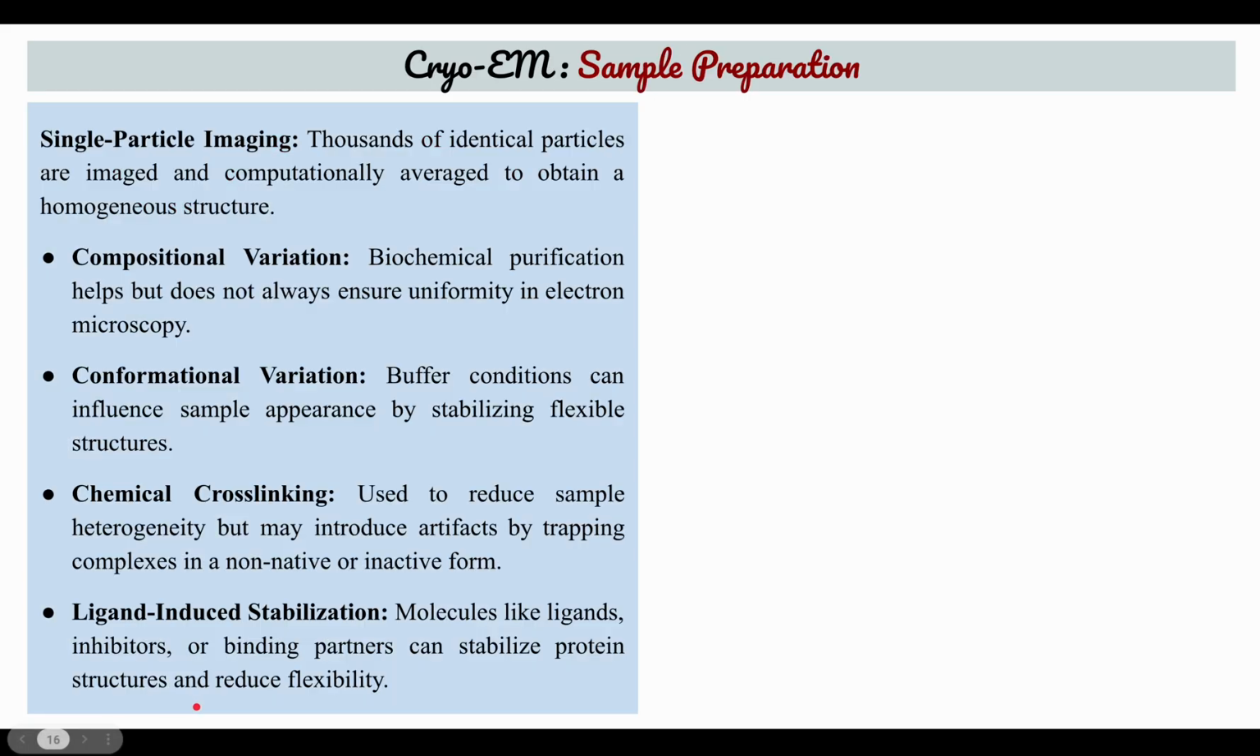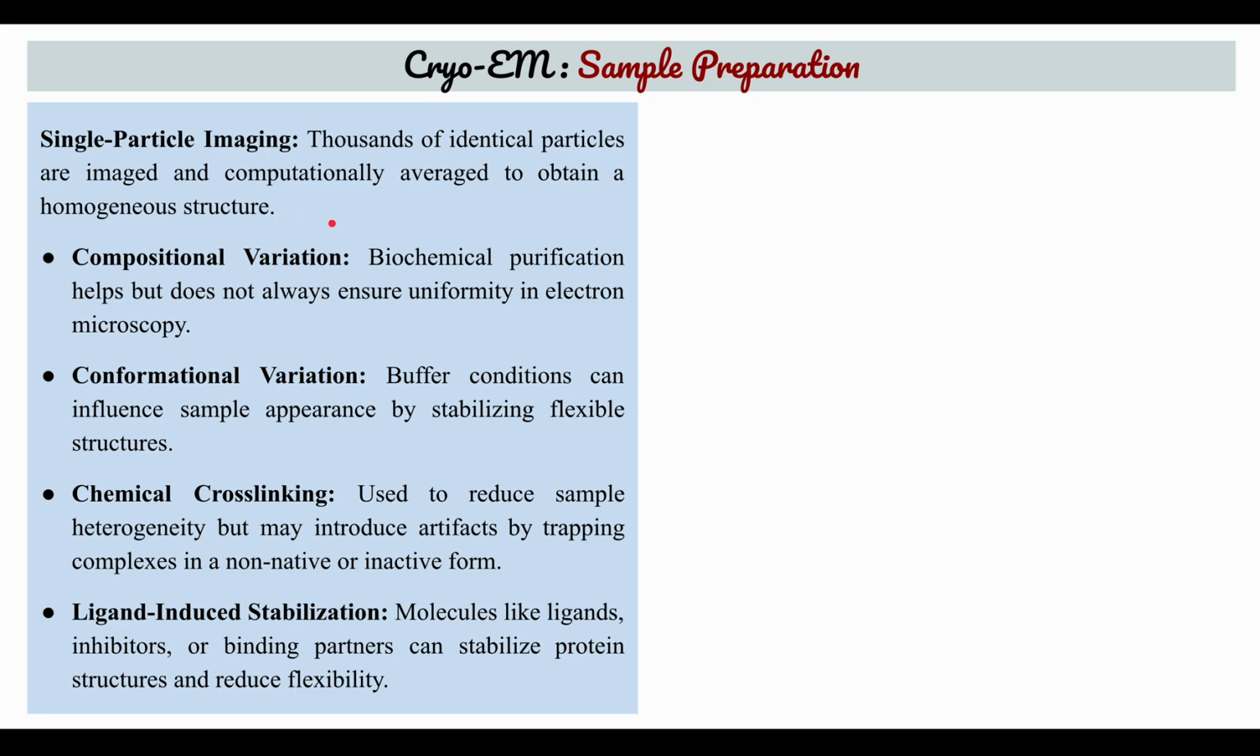Now we will talk about how the samples are prepared in cryo-EM so that we can deal with all the challenges which we have discussed so far. In single particle imaging, generally in cryo-EM, we have thousands of identical particles and we image them from different angles, different directions. We take 2D pictures of one single particle from all the directions, and ultimately we computationally average all those structures to obtain a homogeneous 3D reconstruction of a particle or a biomolecule.